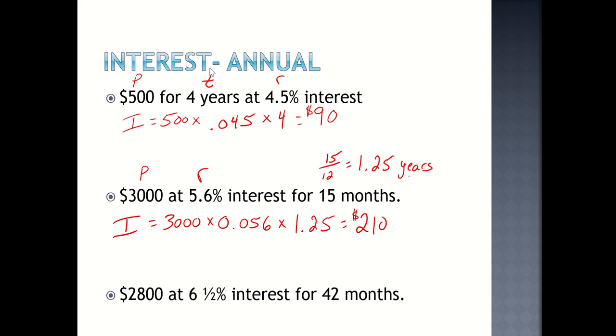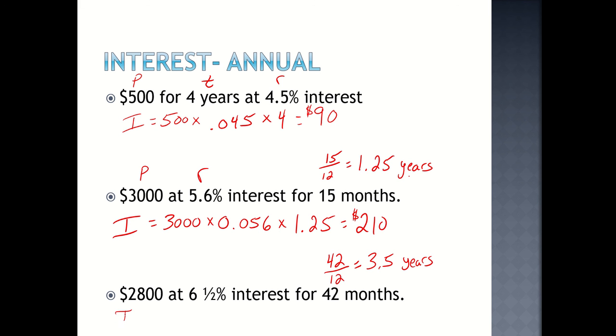Okay, so this is annual interest, meaning time has to be in years, and we're given our time in months here. So 42 divided by 12, 42 months, it's 3.5 years. So that's going to be our time.